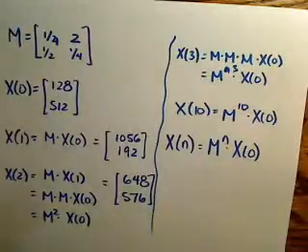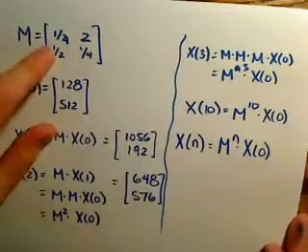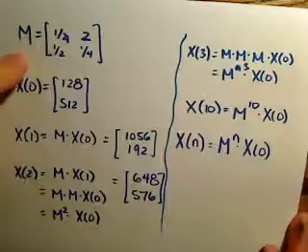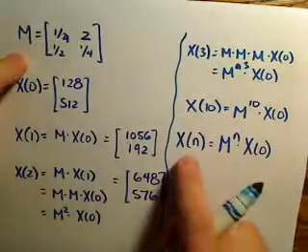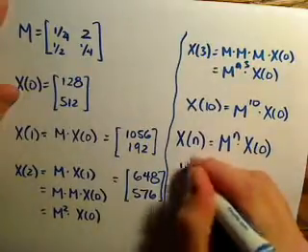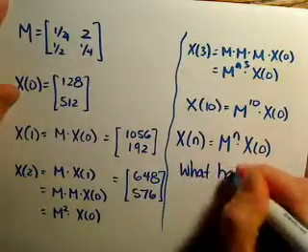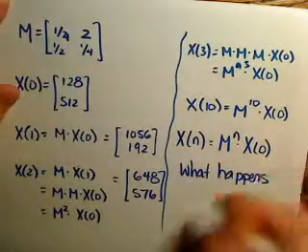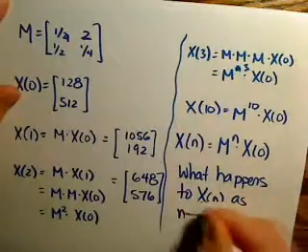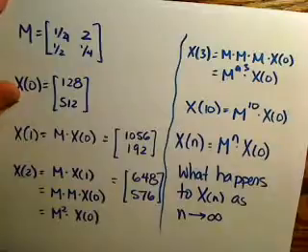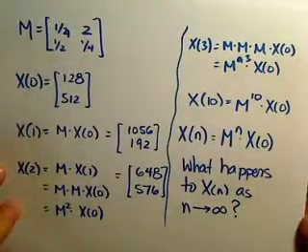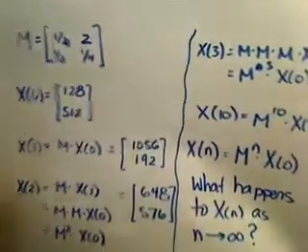We can do more than that, though. We can actually use the eigenvalues and eigenvectors of m to tell us something about what happens to xn in the long term. So I'm interested in what happens to xn as n approaches infinity, as n gets very, very large. That's what eigenvalues and eigenvectors tell us.